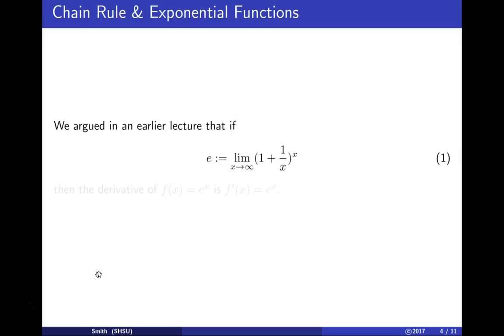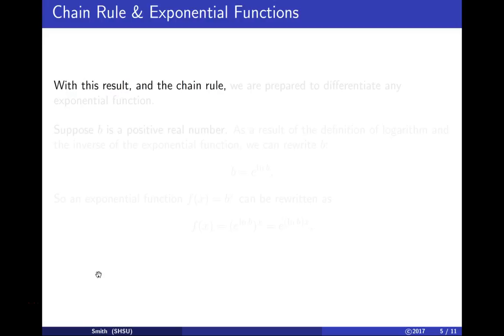We learned earlier that if we define e to be this limit, then the derivative of e to the x is simply e to the x. e is a special number where that limit on the previous slide is equal to 1, and so we don't have to worry about what constant we multiply by. With this result and the chain rule, we're prepared to differentiate any exponential function regardless of the base b.